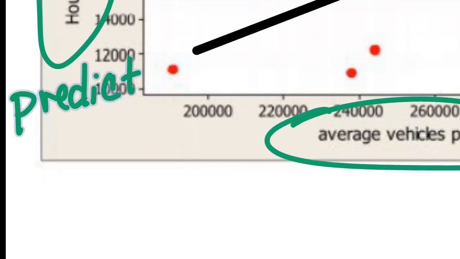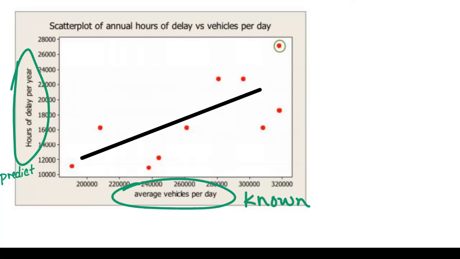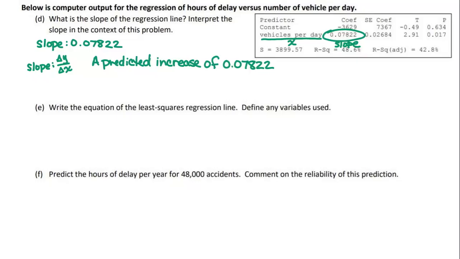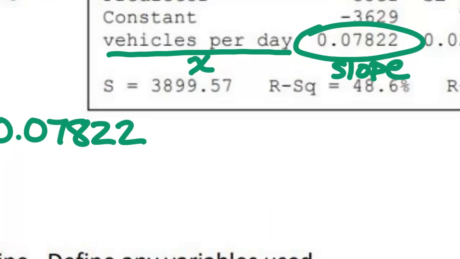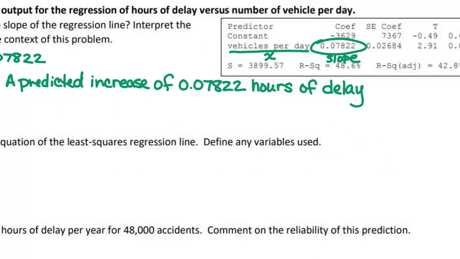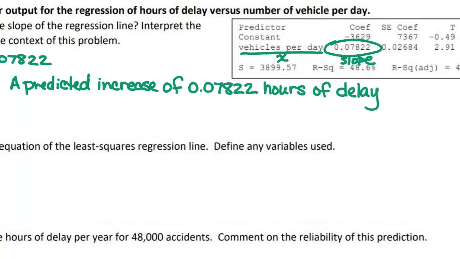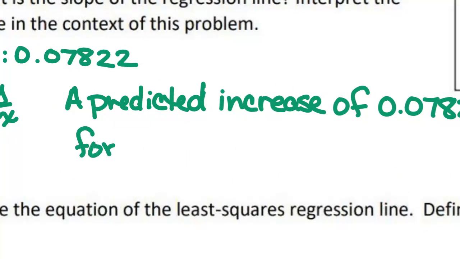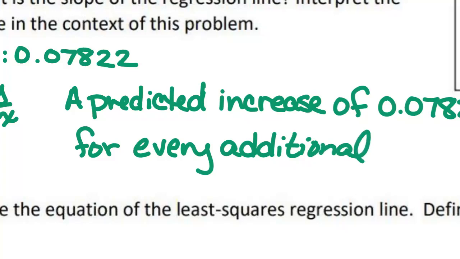Let's see if I can make that a little bit smaller here. There we go. That's what I'm trying to predict. So it would be a predicted increase of 0.07822. What is my y? No, sorry. What is my y variable? My apologies. Hours of delay. So we have a predicted increase of 0.07822 hours of delay for every additional vehicle.